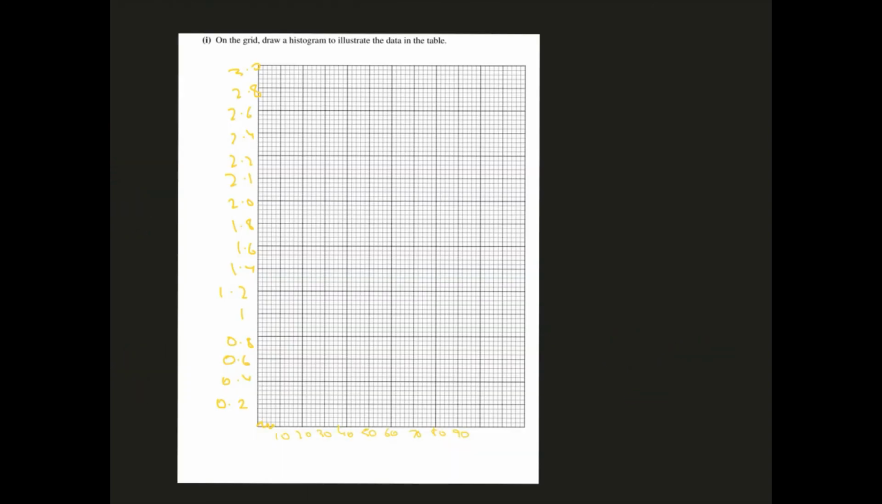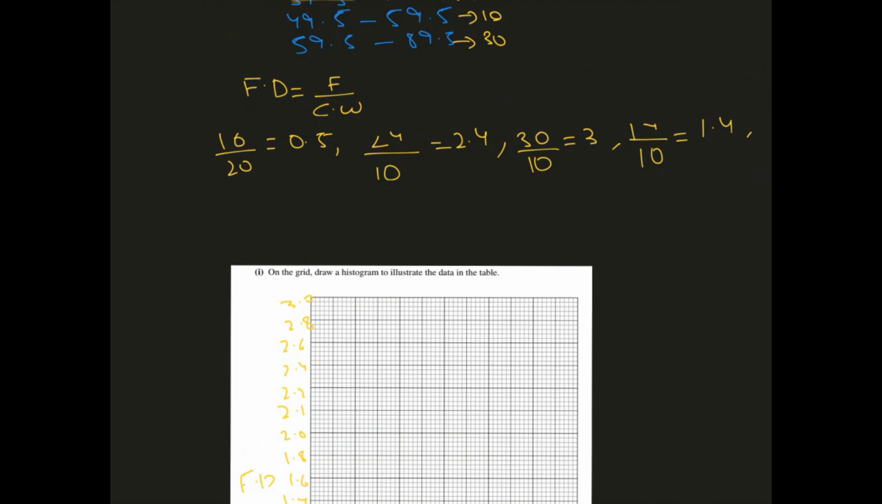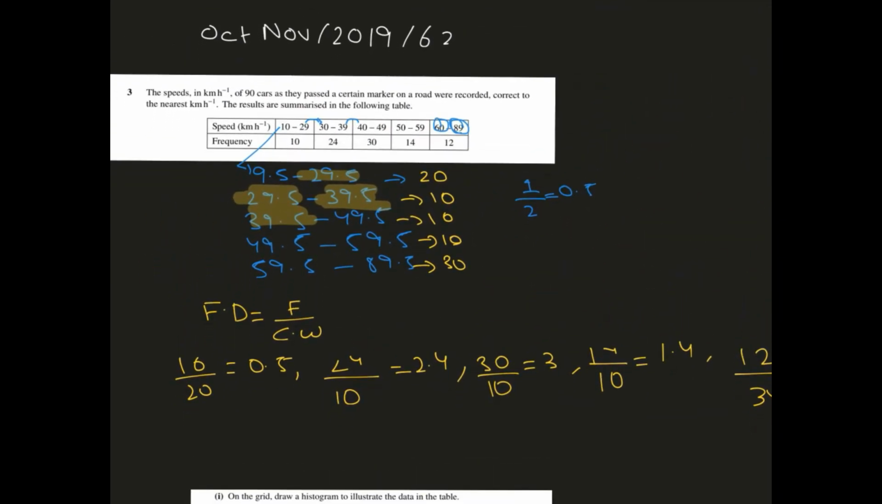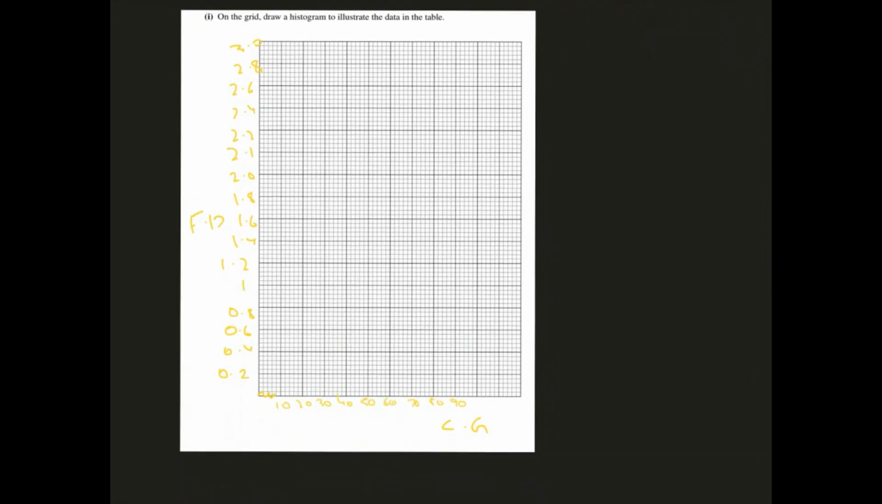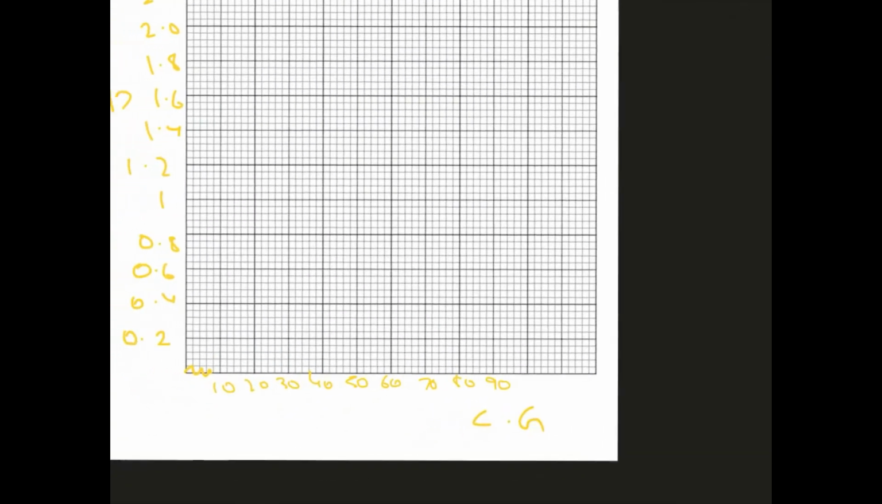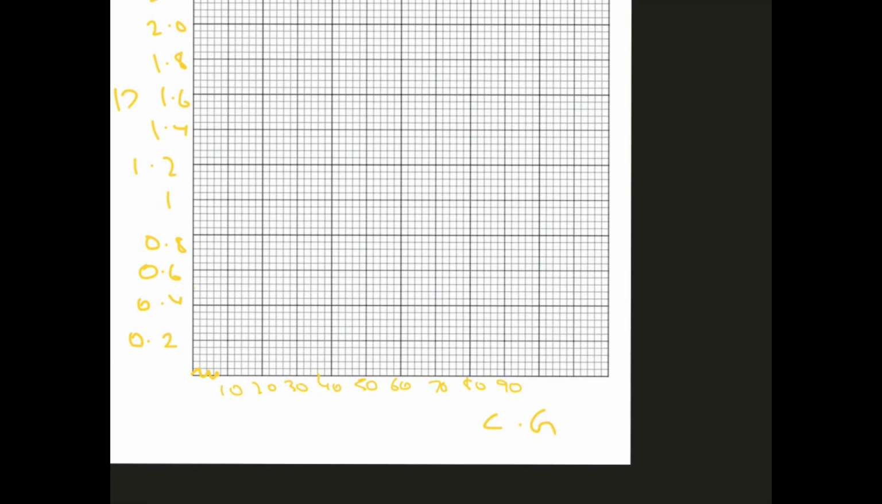So I have labeled the axis. This is our frequency density on the y-axis and our class groups on the x-axis. So our first frequency density is 0.5 and our class group is 9.5 to 29.5. So 9.5 to 29.5 with 0.5. So 0.5 will be somewhere over here. Okay, so when your class groups do not start from 0, you're supposed to do this triangle thing on the bottom to indicate that our axis is not exactly starting from 0, right? Because normally it's assumed that it's starting from 0.